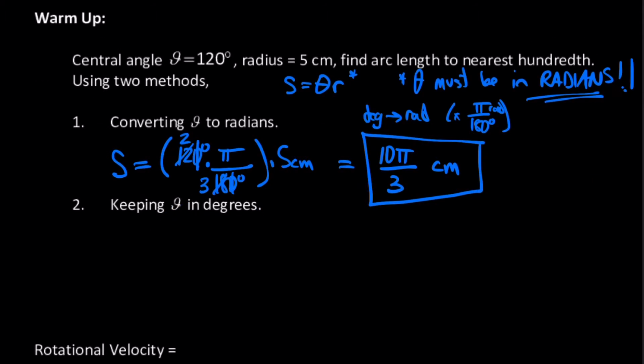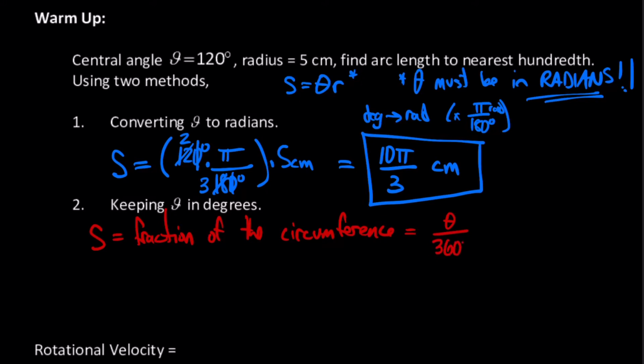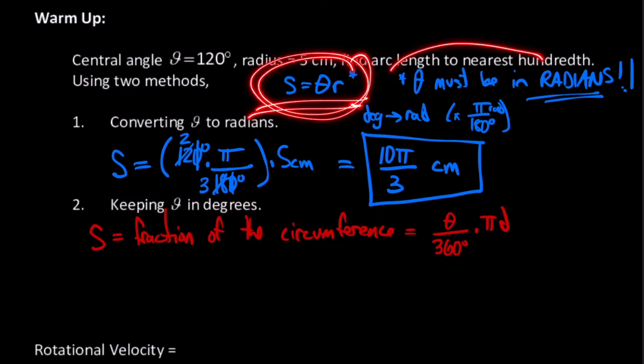Method 2, keeping theta in degrees. So again, you want to remember that arc length is simply a fraction of the circumference. So if I'm talking degrees, that would simply be my theta divided by 360 degrees times pi d. If you're talking radians, it would be theta divided by 2 pi times pi d. And that's actually how we derived this formula. So this formula is very easy to use. Now, I would recommend using that as long as you remember this.